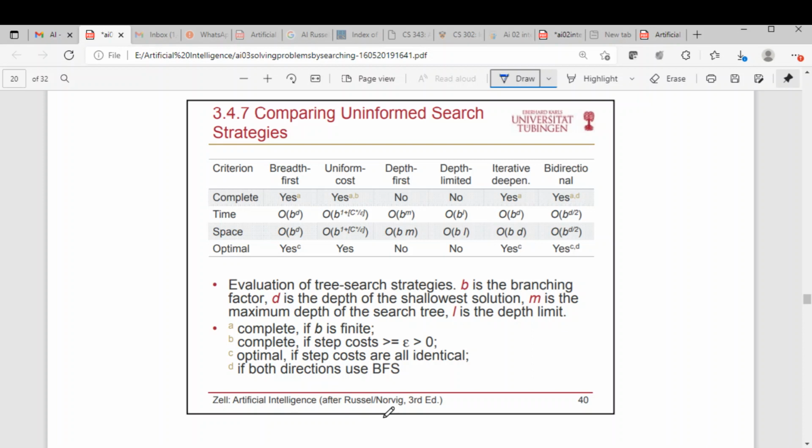Okay, so here is a comparison of all the uninformed search strategies which we have discussed so far. This table just summarizes whatever we have discussed so far.